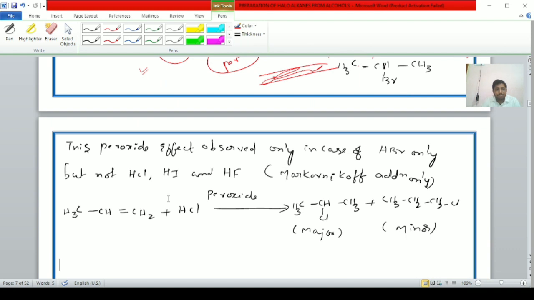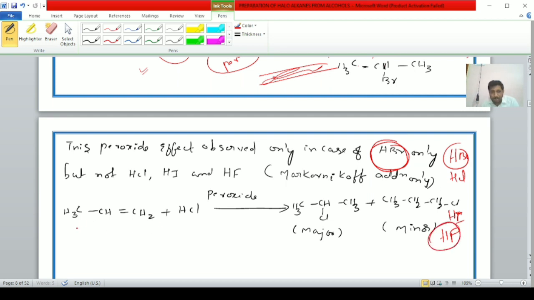Next one, student. This peroxide effect is observed only in the case of hydrogen bromide, but not in the case of HCl, hydrogen iodide, or hydrogen fluoride. Consider this, student: the peroxide effect is observed in the case of hydrogen bromide only.